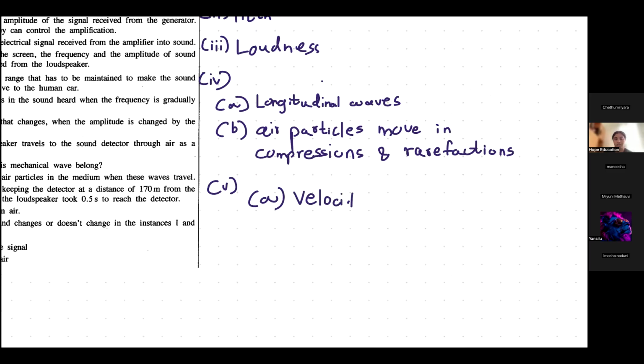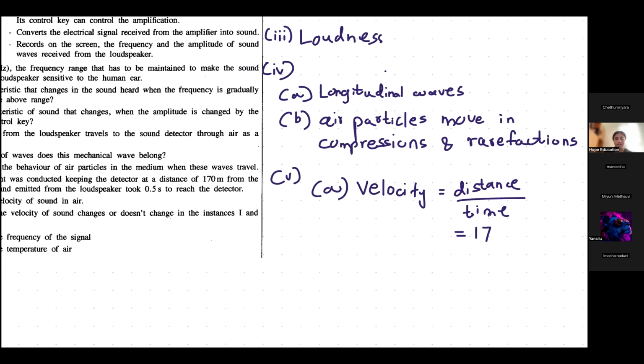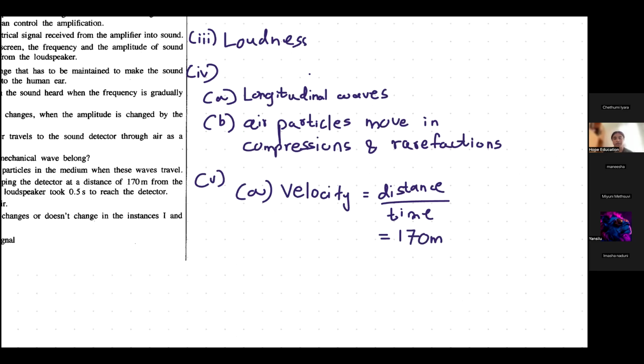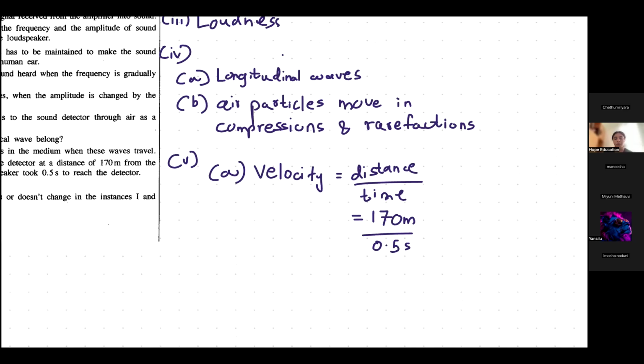So we know velocity equals distance divided by time, no? Distance is 170 meters. Time is 0.5 seconds. There cannot be a decimal in the denominator, so you multiply this by 10, and this by 10. Then 1700 divided by 5, you get 340 meters per second. If there is no unit it is wrong. You don't get marks for the final answer.